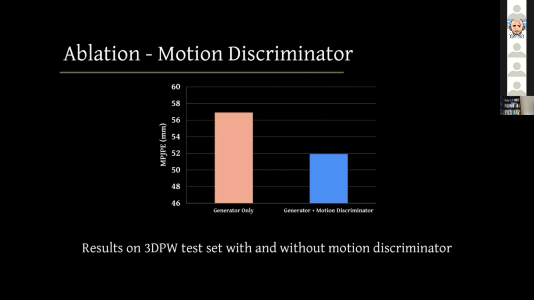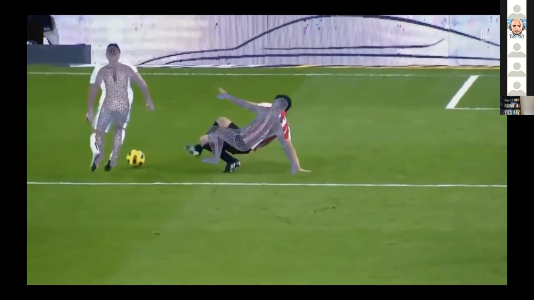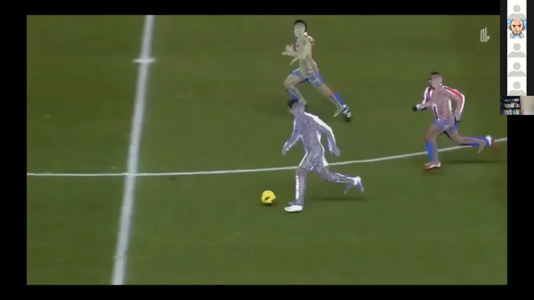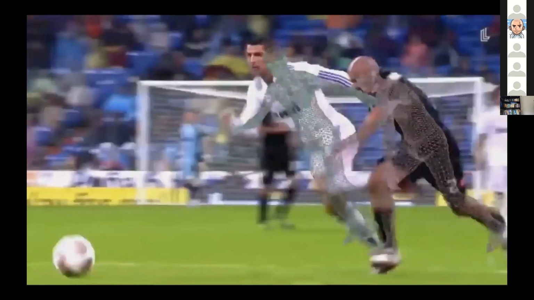This chart shows the performance of models with and without motion discriminator. We observe that using a motion discriminator improves the accuracy. Let's see some qualitative results from Vibe. This sequence shows some diverse range of motions from a soccer game. Note that Vibe can perform well in the case of motion blur too.